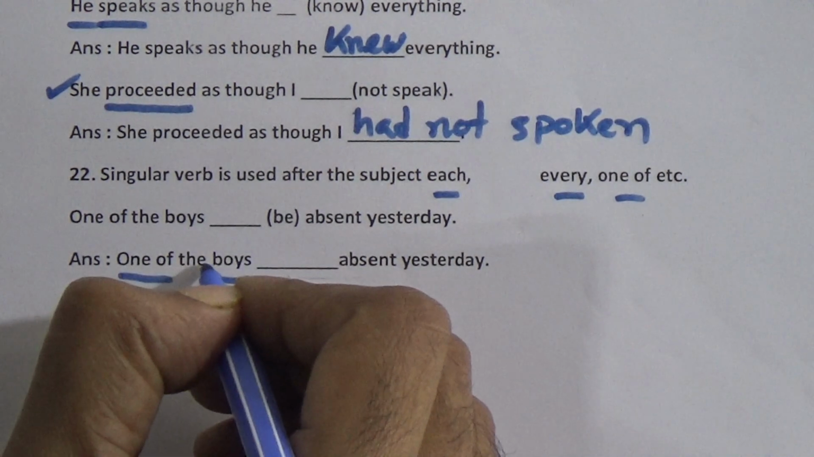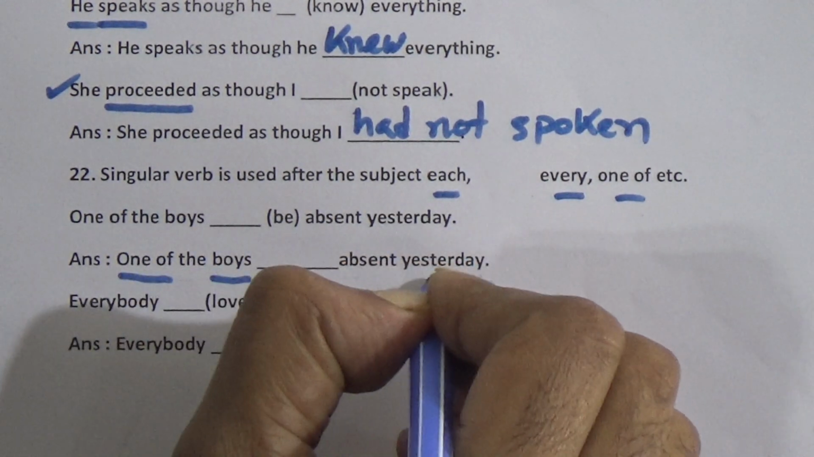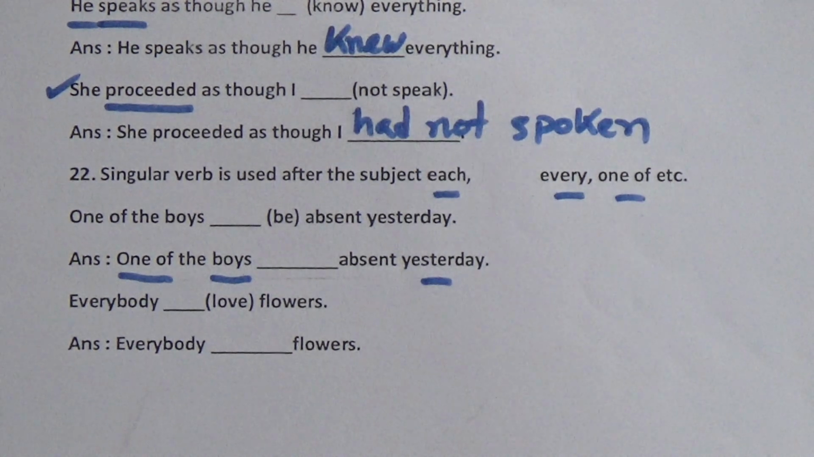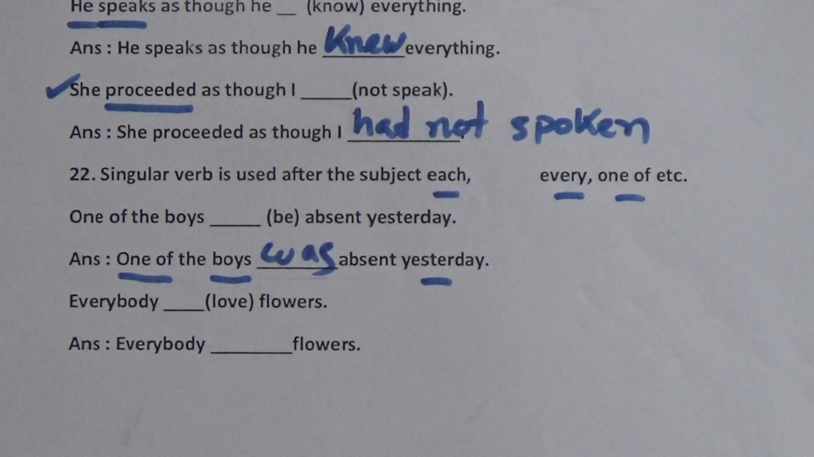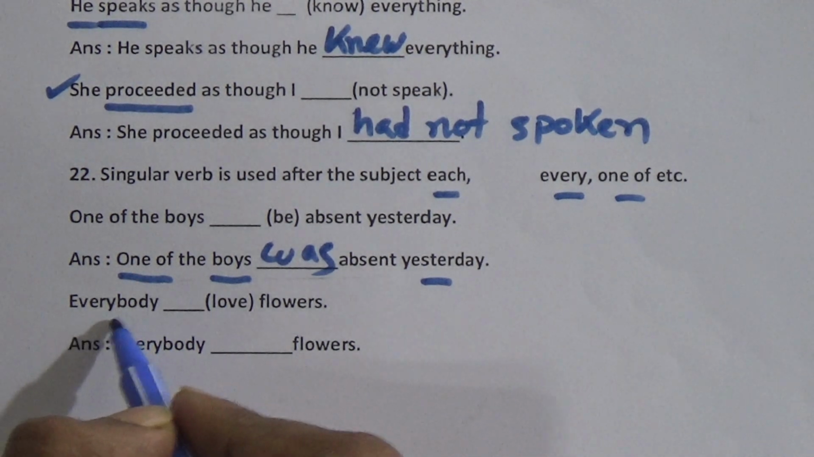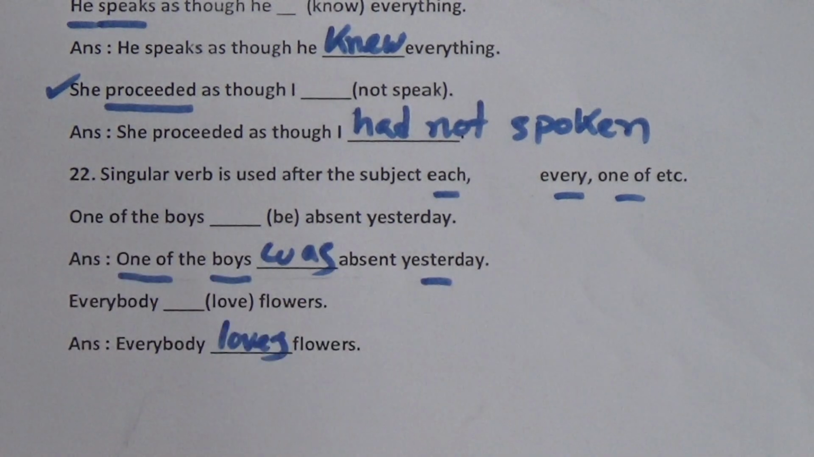So one of the boys, here we will write the be verb, and here "yesterday" is a past indicator word, so we will write down was. One of the boys was present yesterday. Everybody loves flowers. Here it will be: everybody loves flowers.